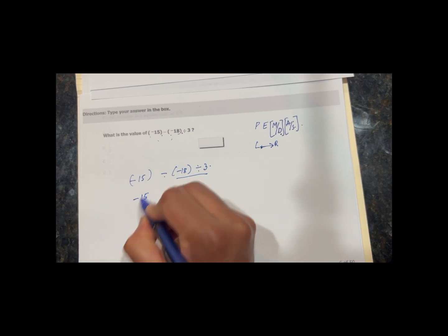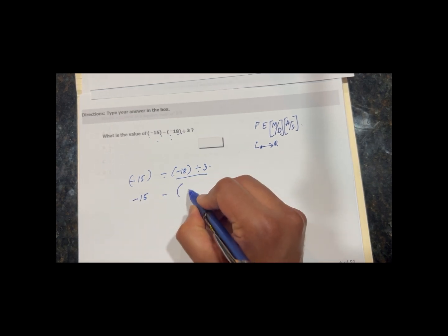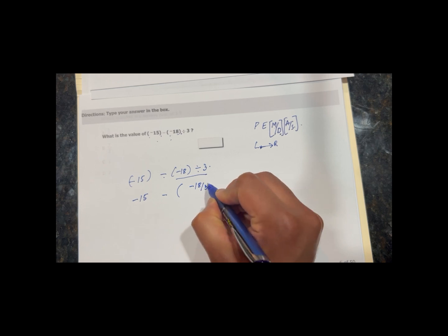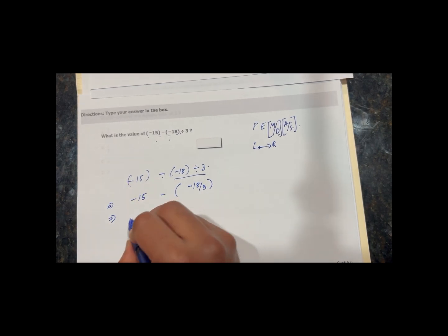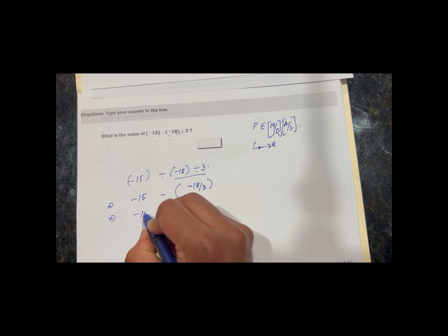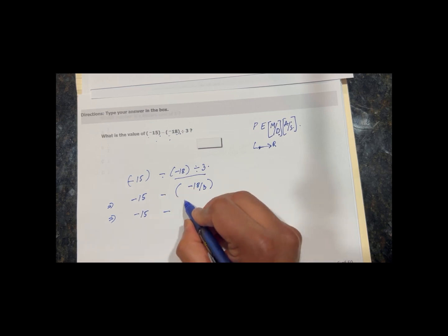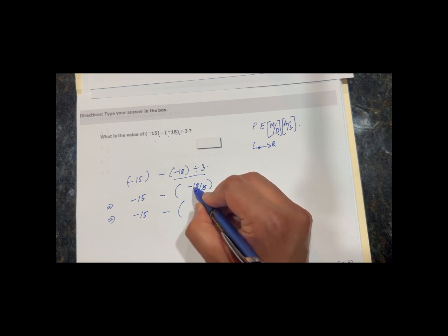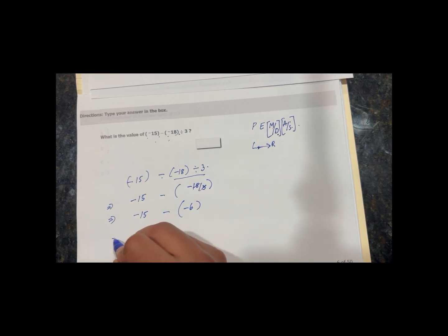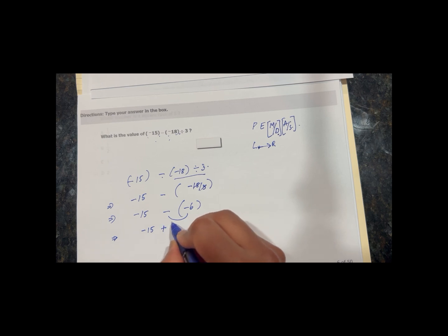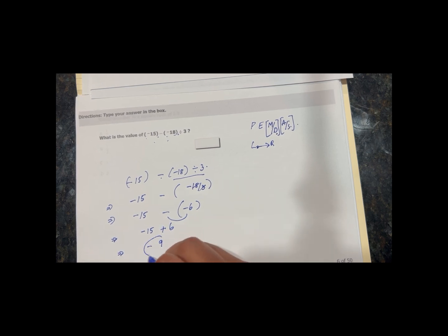So it's minus 15 minus 18 divided by 3. I'm just going to put it like this. These are arrows to show what the next step is. Minus 15 minus 18 goes into 3 6 times, so that's negative 6. So that's minus 15. Now minus of minus, because we're opening up the brackets, is plus 6. So that should be minus 9. That's your answer.